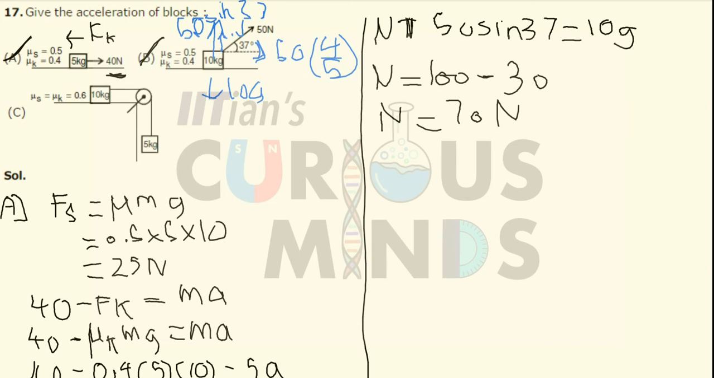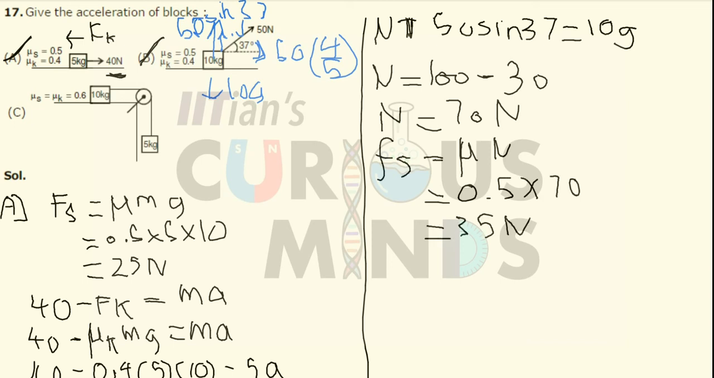So the static frictional force is equal to mu into N, the normal force. The static coefficient is 0.5 into 70, which is equal to 35 Newton. Let us see the force acting in the right hand side direction. In the right hand side direction, 50 into 4 by 5, which is equal to 40. So in the right hand side direction, the force is a little greater. Again, the static force is smaller than the force applied, so we have to apply the kinetic friction.